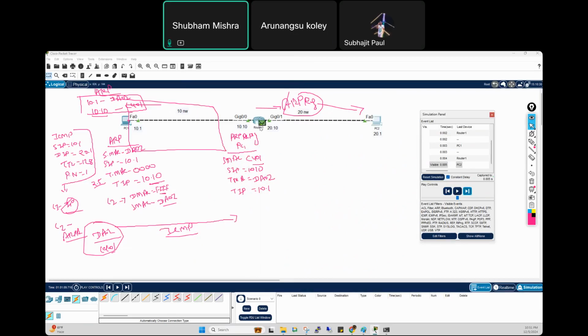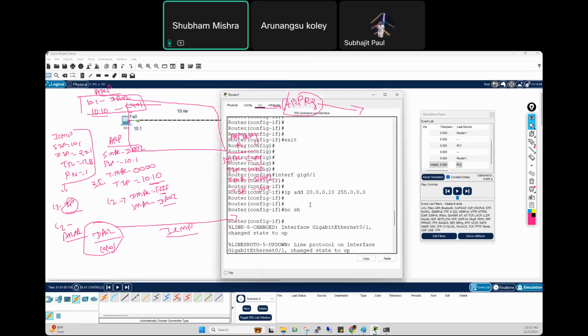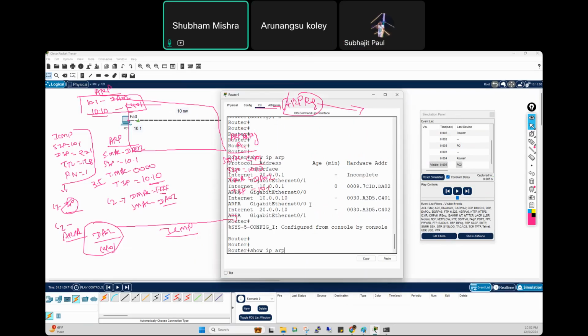Yes or no? Router के पास आ गई. Tell me guys, yes or no? Router क्या करेगा? First of all, router will perform the learning task. The learning task. See here.